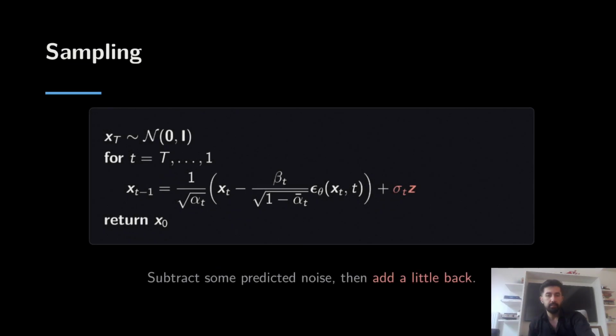In the sampling, and when I say sampling, I mean generation, we start from pure static Gaussian noise. We loop backward. We ask the network for the noise. So we sample noise. We subtract a fraction. We rescale. And then we add a little noise back in. Because if your network is already trained on denoising, we just make it denoise 1000 times.